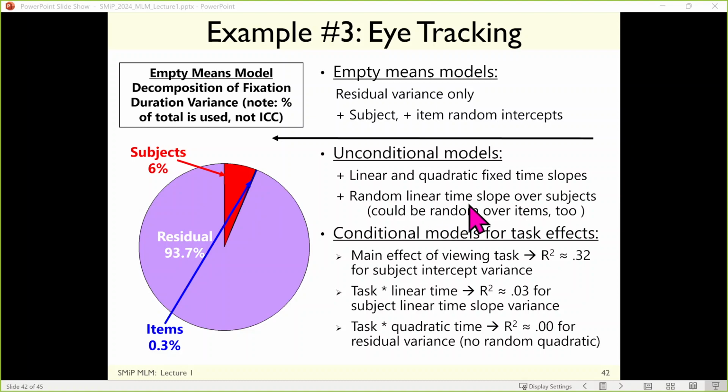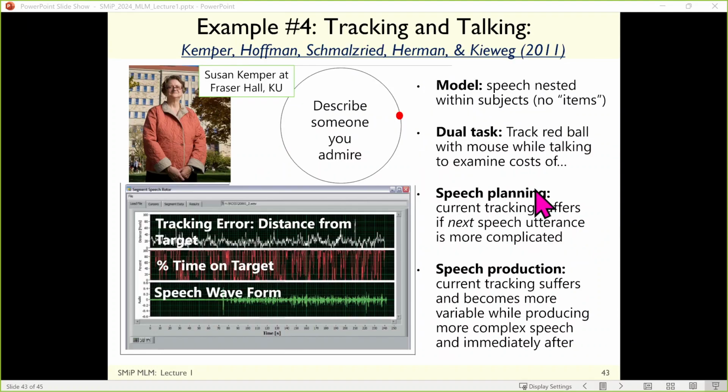But we ended up having random linear time slopes over subjects, which means that for the trajectory that we showed, each person needed their own slope, and that creates another variance component, another way that people differ from each other. And main effects of viewing task explained 32% of the subject intercept. Interactions of task by linear time explained another tiny percent of the slope variance, and then the quadratic part explains basically nothing. So this is like a hybrid of an experiment and a growth model at the same time.